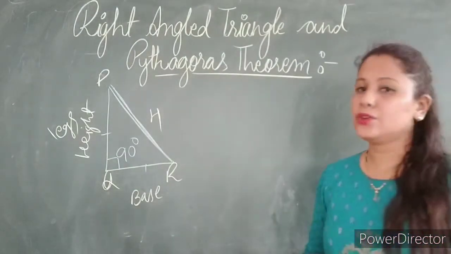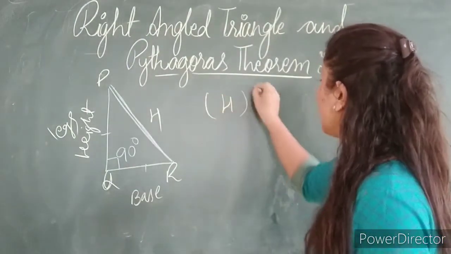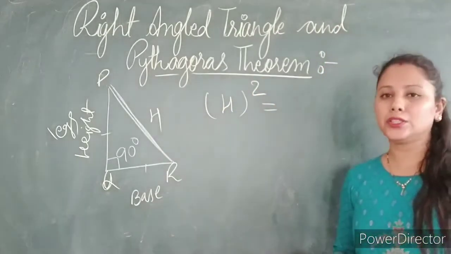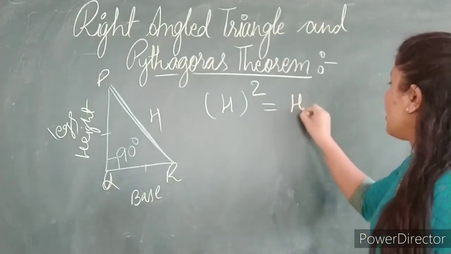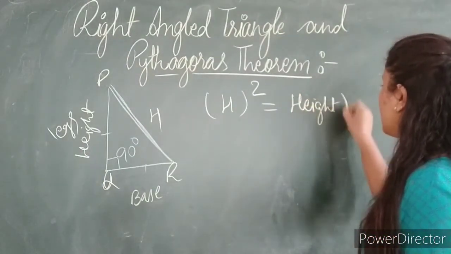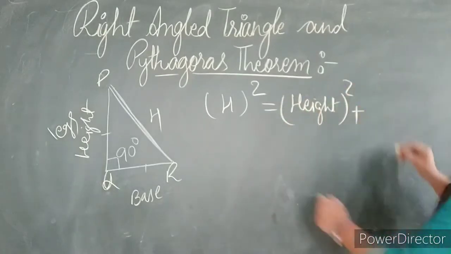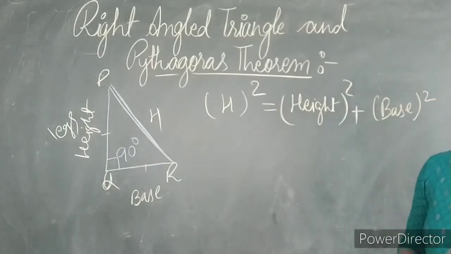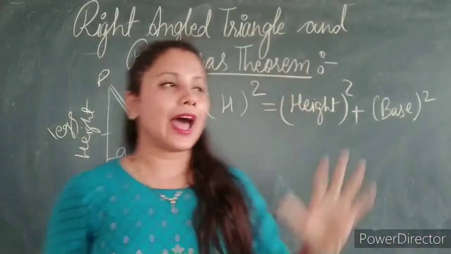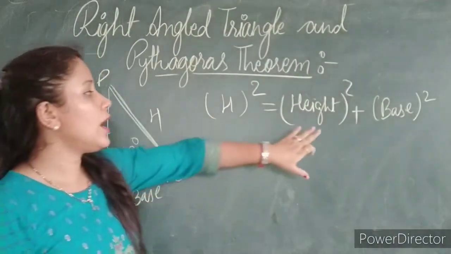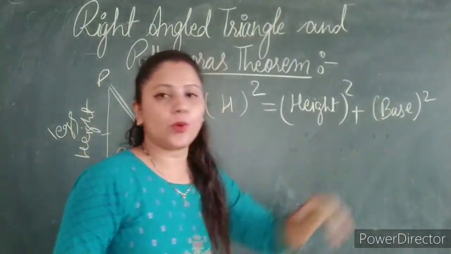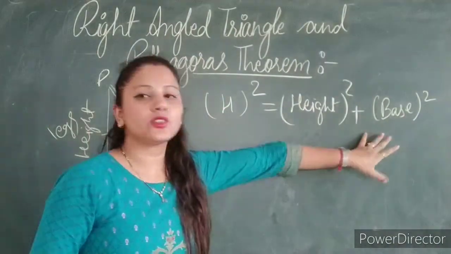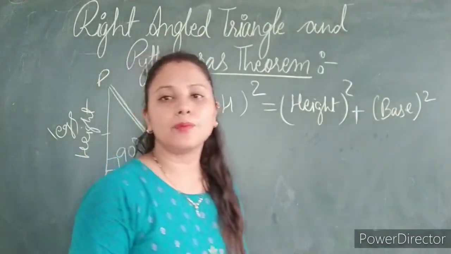According to the Pythagoras theorem, hypotenuse square is equal to the sum of the other two sides' squares. So that is your height, and the second one is your base. Clear? So according to the Pythagoras theorem, hypotenuse square is equal to height square plus base square. The square of the hypotenuse will be equal to the sum of the square of the height and the square of the base. That is your Pythagoras theorem.